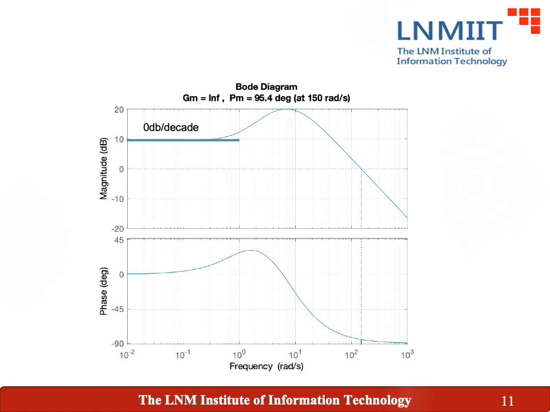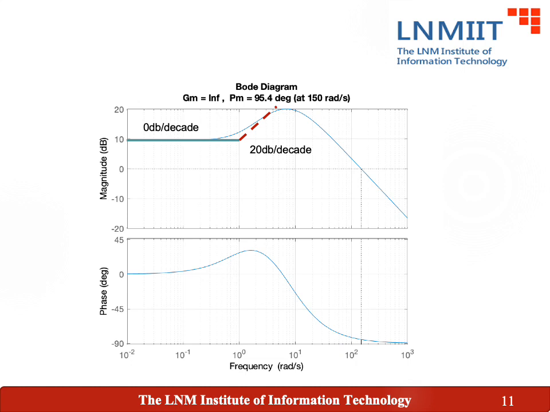So check out that the initial slope was coming at the rate of 0 dB per decade, and after encountering a frequency of 1 radian per second, which is the frequency of the zero, the slope will start increasing with the rate of plus 20 dB per decade. This is the slope of plus 20 dB per decade.